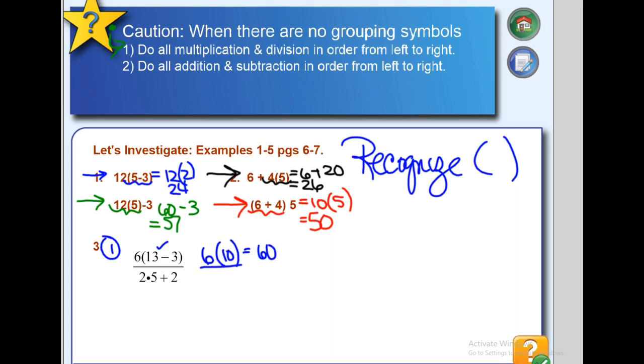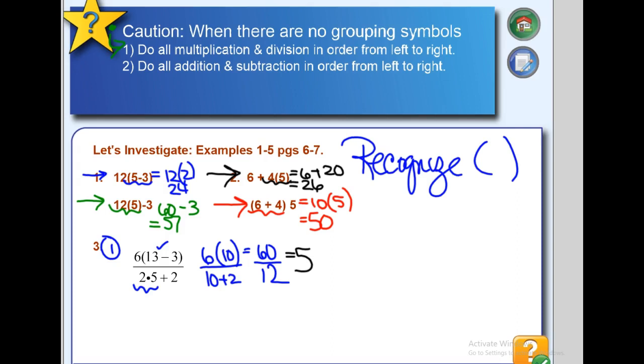Let's look at our denominator. Oh, no grouping symbols down there. What should we do first? That's right, we're going to take care of multiplication first. So I know 2 times 5 is 10. And then 10 plus 2 is 12. Remember, the very last thing we're going to do, that fraction bar means division. So when I look here then, 60 divided by 12 is 5.